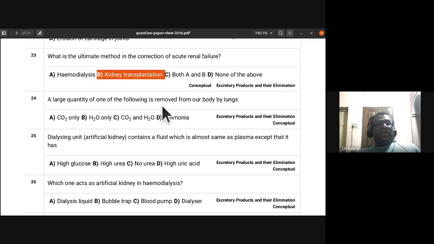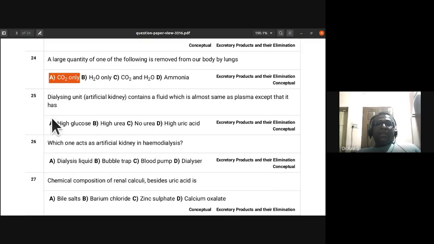A large quantity of one of the following is removed from our body by lungs. So what is that? The 24th answer is carbon dioxide. The dialysing unit of the artificial kidney contains a fluid which is almost the same as plasma, except that it has no urea. So 25th, C is the answer.